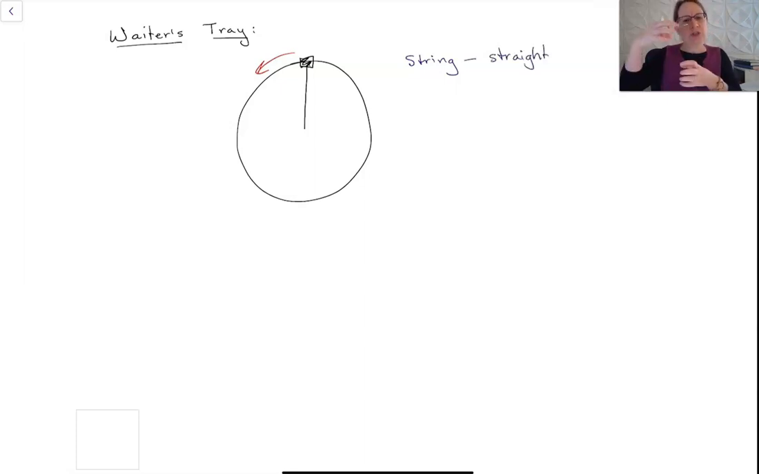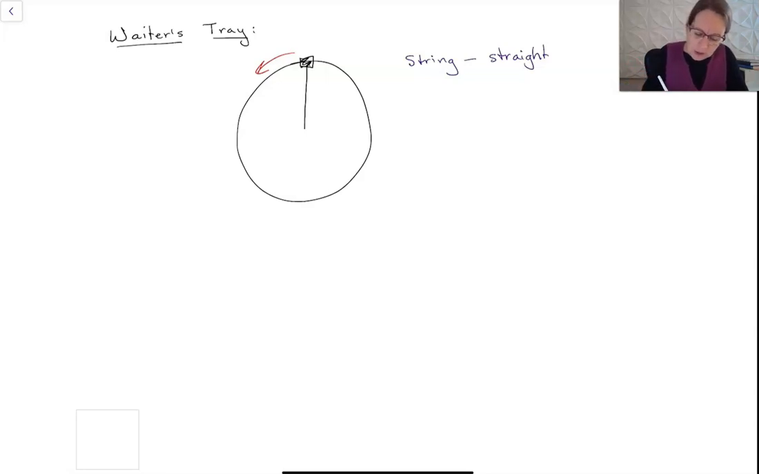Because if it starts to flex a little bit, then that's when we know the block, or the water, as the case may be, is starting to actually come down and land on you, which is not so good. So when we look at how fast you need to swing it so that you don't get wet, for example, with the waiter's tray, then we can look at the force diagram.